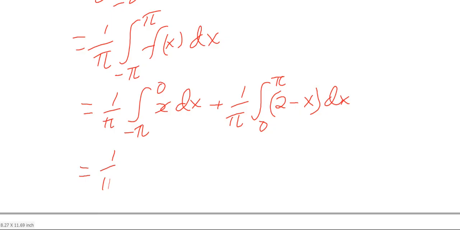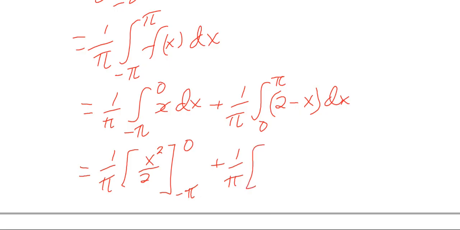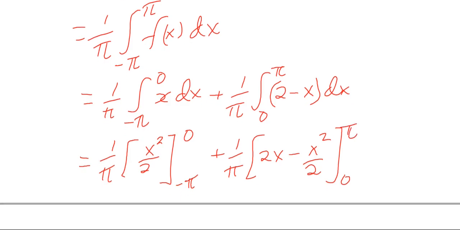We get 1 over pi. The integral of x will be x squared over 2, and this we integrate from minus pi to 0. Then plus 1 over pi. We integrate 2, we get 2x. The integral of x is x squared over 2. The interval of integration here is from 0 to pi. So we substitute that.